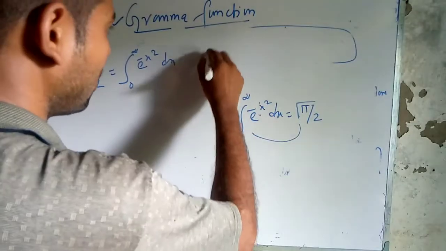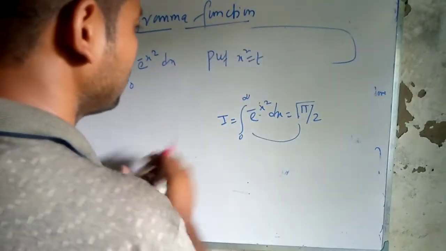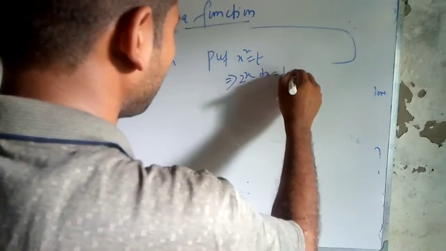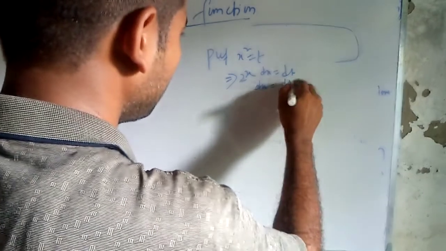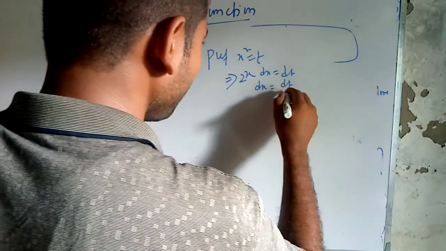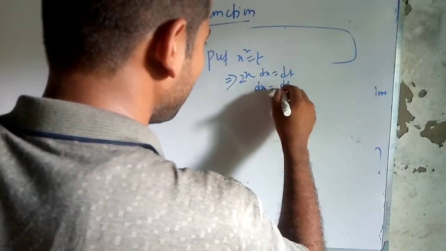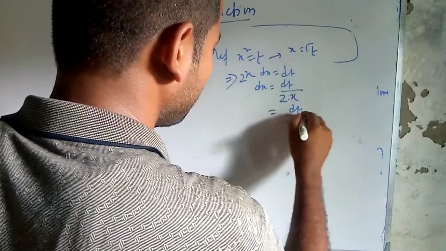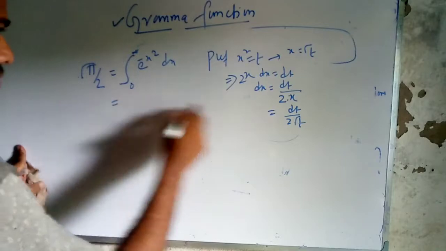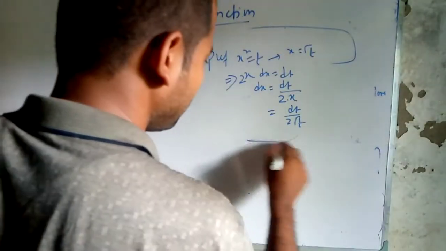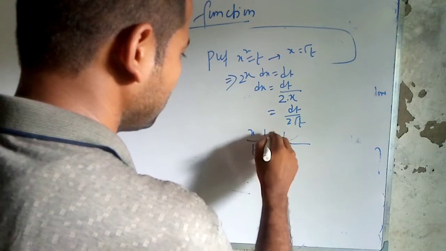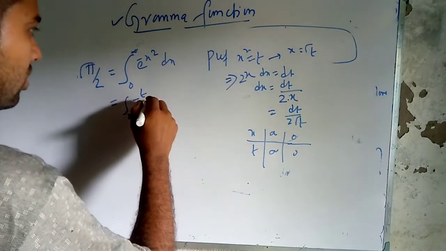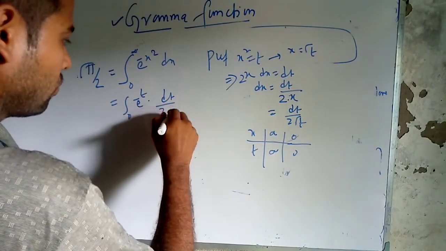If we put x square equal to t, then 2x dx equals dt, and hence dx equals dt by 2 times x, where x equals root t, so dx equals dt by 2 root t. Substituting, the limits from 0 to infinity do not change, and the integral becomes e to the minus t, dt by 2 root t.